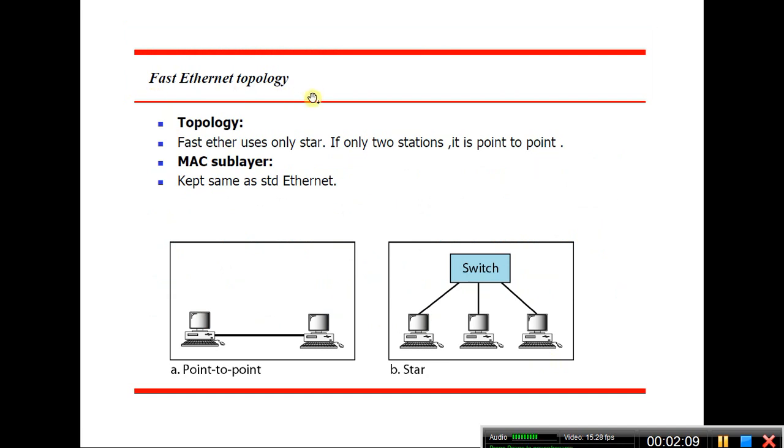Fast Ethernet topology. Fast Ethernet uses only the star topology. If there are only two stations, then it uses the point-to-point topology. The MAC sublayer is the same as the standard Ethernet. So in this example, only when there are two stations or two nodes, then it uses the point-to-point link. And when there are more than two stations or nodes, then Fast Ethernet uses the star topology.